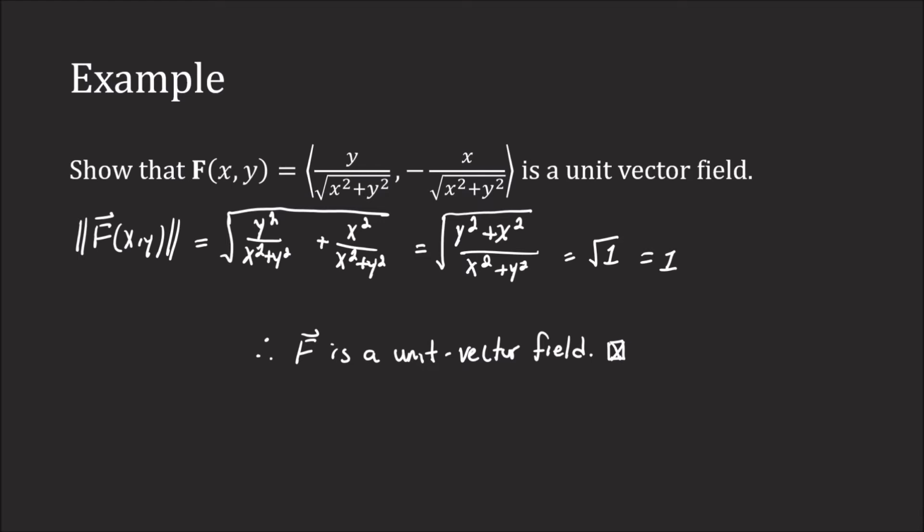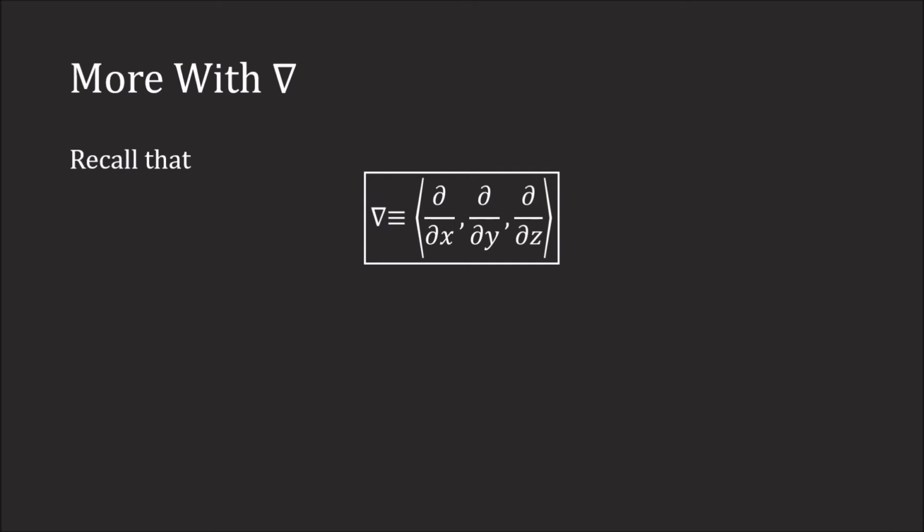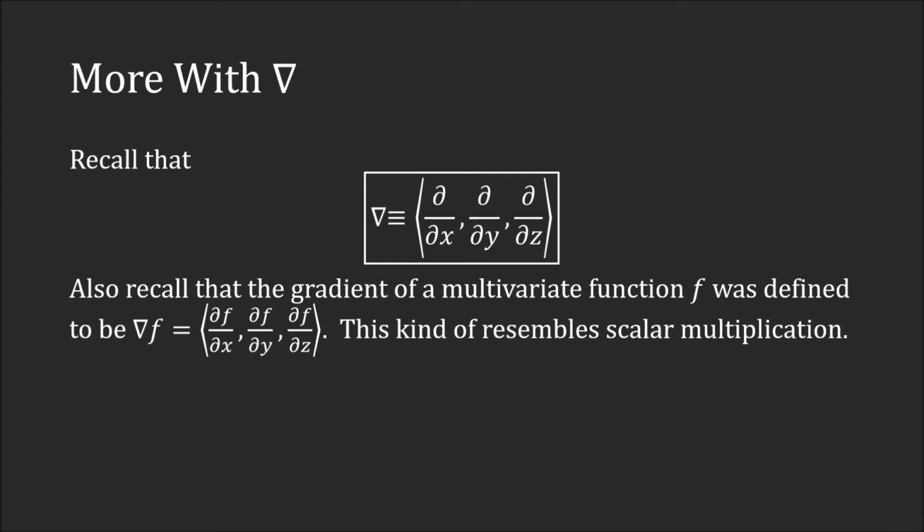Now recall that we studied the gradient, and in doing so, we looked at a new operator called the del operator, and it was defined as partial partial x, comma, partial partial y, comma, partial partial z. So it was a vector operator. And recall that the gradient was del f. Now, this kind of looks like scalar multiplication, where nabla is the vector, f is our scalar.